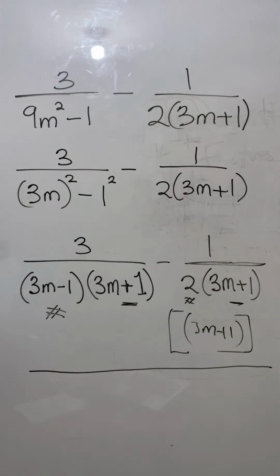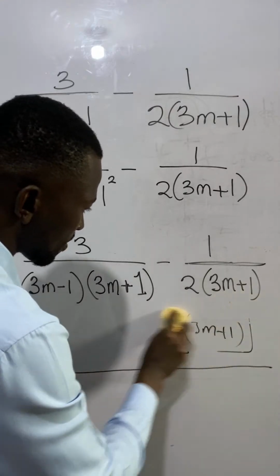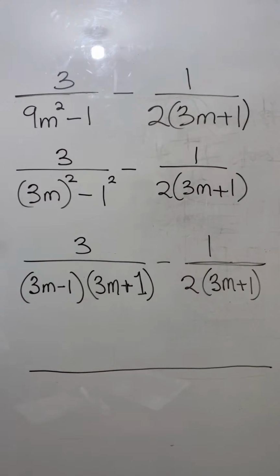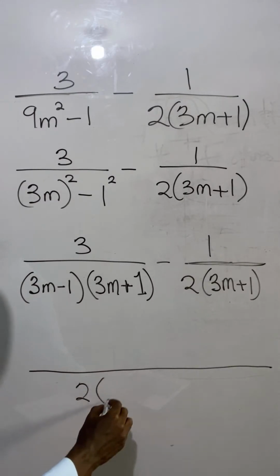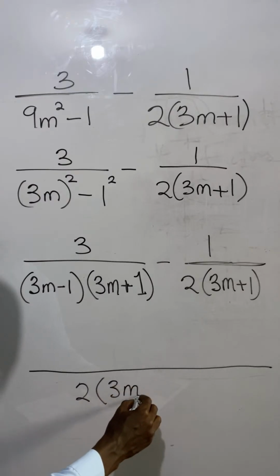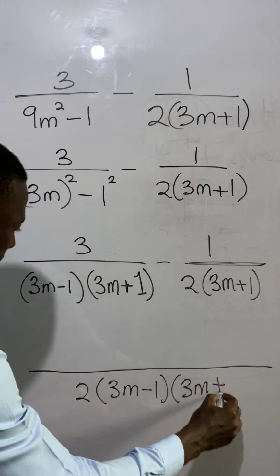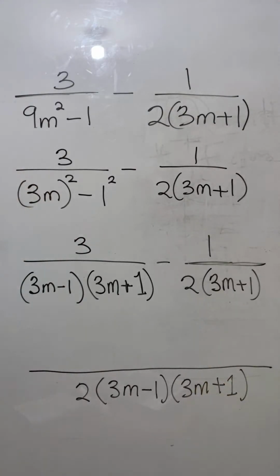So let's write out our denominator really quick, and then we'll move on to the next step. Let's wipe out everything we have here. So our LCM becomes 2, bracket opens, 3m minus 1, 3m plus 1. So we've got our denominator. We are getting home really quick.